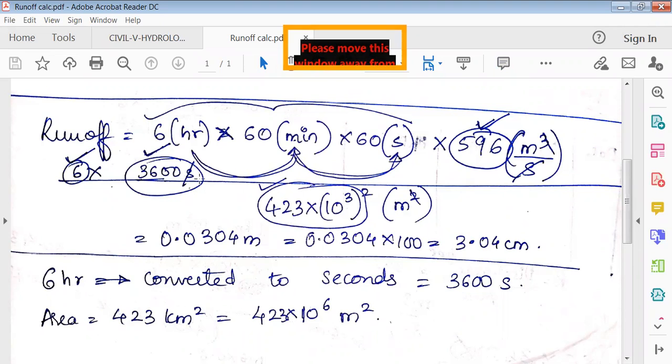Here the seconds and seconds will cancel, and meter square will cancel with meter cube. So you're left with only meter here. When we simplify this, we'll get the answer in terms of meter only. So it is 0.0304 meter. You have to convert this into centimeter, so multiply with 100. So you'll get 3.04 centimeter. Now this is the value you have to use to find out the unit hydrograph.